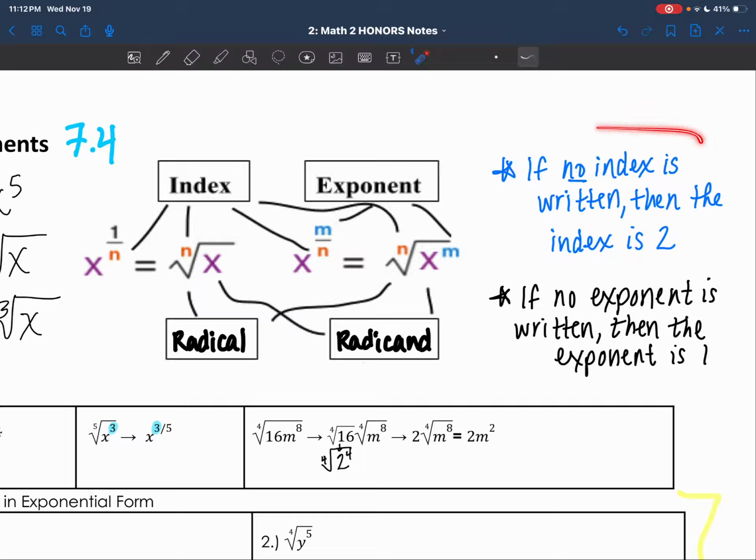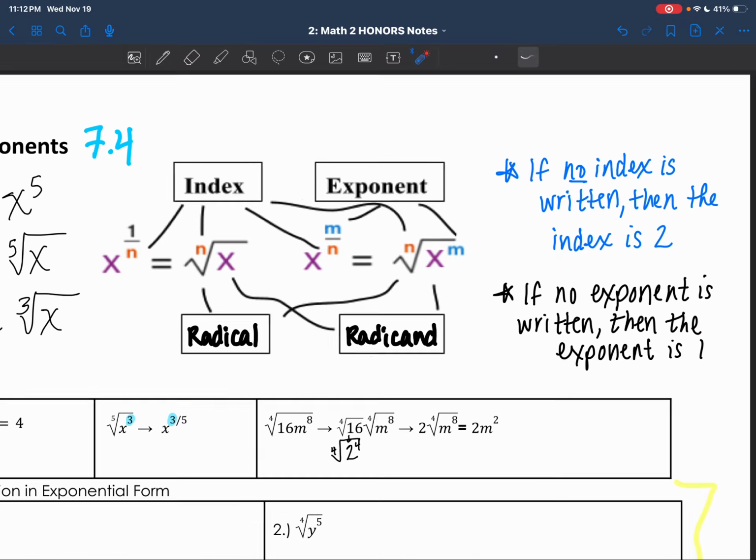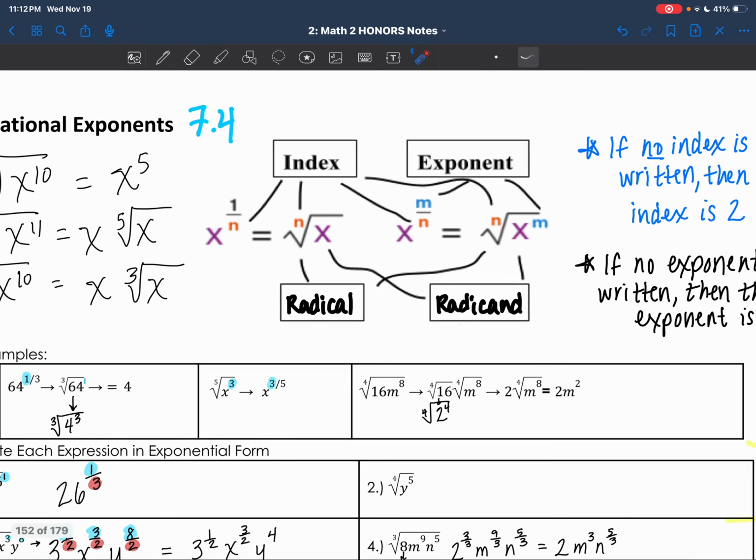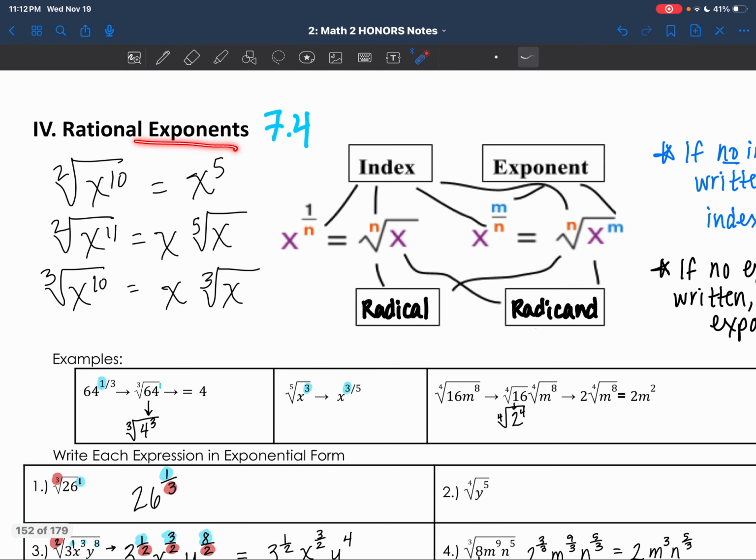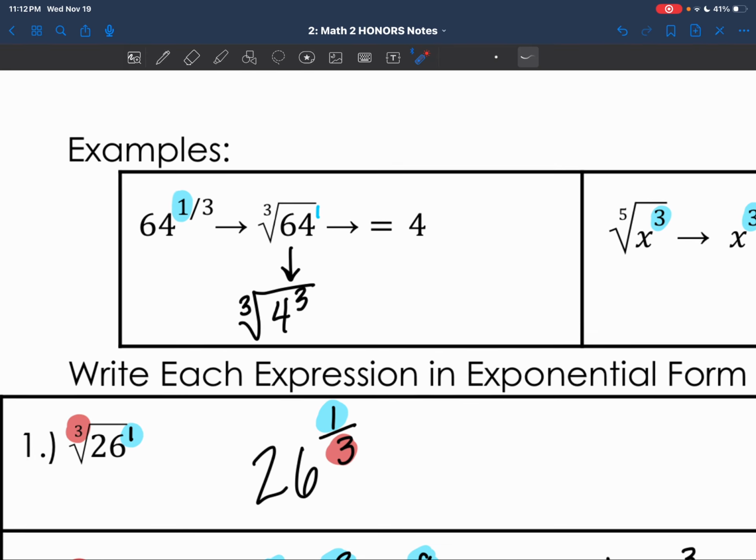All right, so just a reminder, if no index is written, remember this is the index, then the index is assumed to be 2. That's your square root. That's what we're used to dealing with. So it would be a square root. And if no exponent is written, then the exponent is 1. So make sure you get that written down, or just as a little reminder for you. And then we'll talk about this in a second. But I want to go here first.